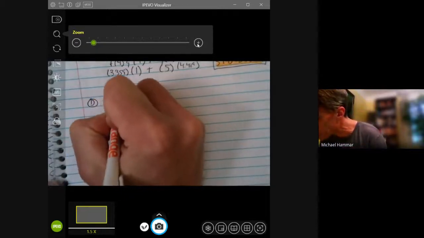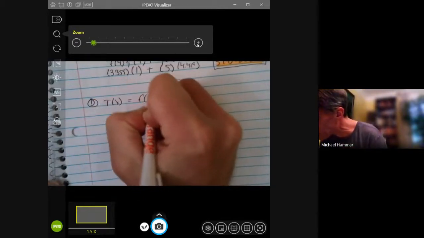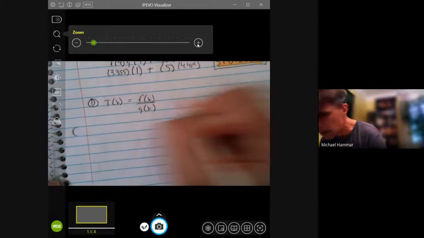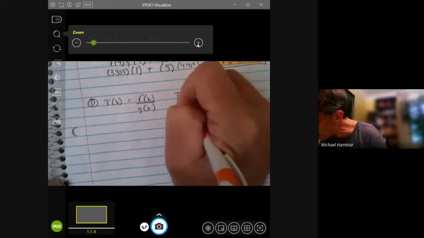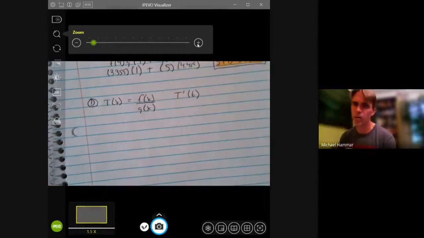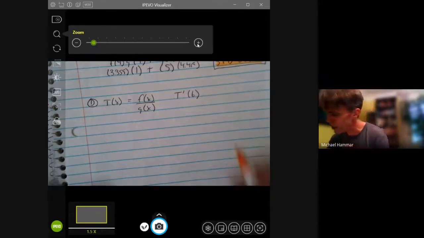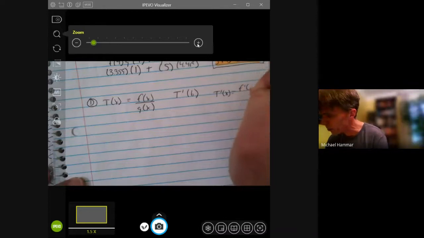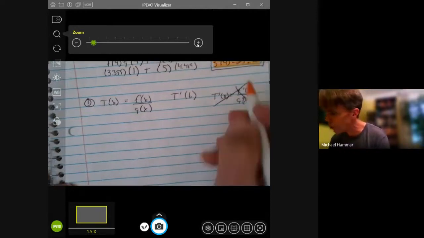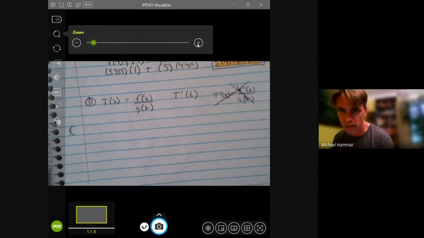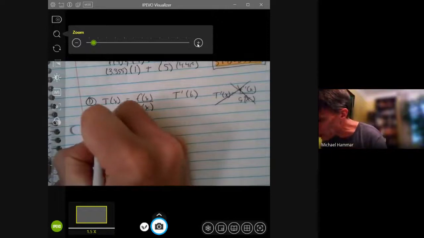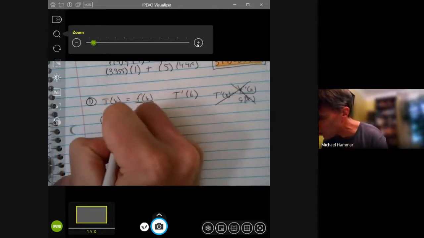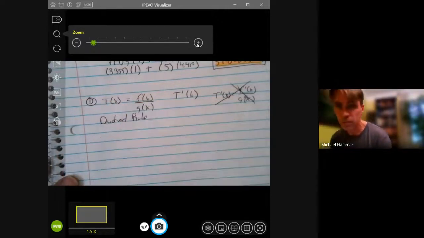So t of x is equal to f of x over g of x. But they want us to find t prime of 6. Now, you cannot say this. Do not say t prime of x equals f prime of x over g prime of x. This is a no, okay? No, do not do that. Remember, there's a rule. It's called the quotient rule, okay?